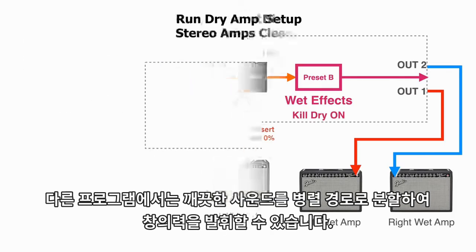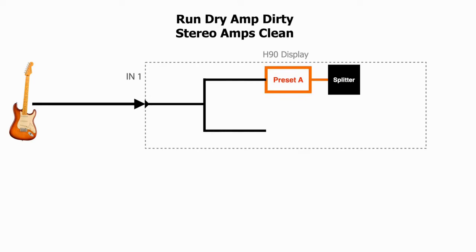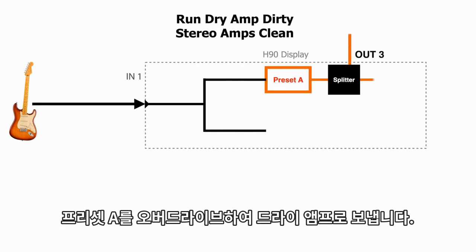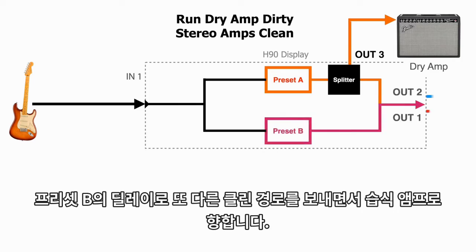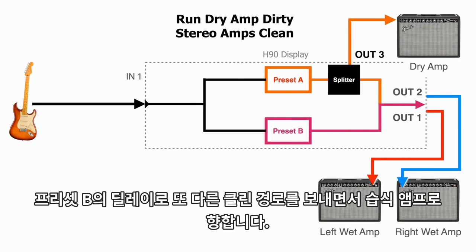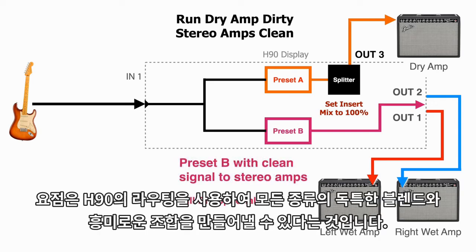On another program, we can get creative by splitting our clean sound on a parallel path. One side could be processed with an overdrive on preset A, directing it to the dry amp, while we send another clean path to a delay on preset B headed for the wet amp. By setting insert 1's mix to 100%, we make sure the overdriven signal does not get mixed with the clean delay path. The main point is, we can use H90's routing to come up with all sorts of unique blends and interesting combinations.